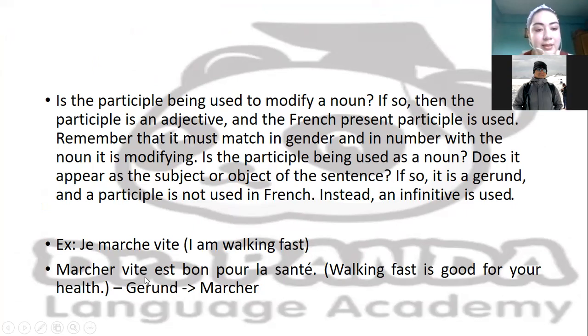Marcher. Vite. Est bon. Et bon. Pour la santé. Yeah, so as you can see, we have the gerund, which is marcher. Because marcher is, yes, the infinitive form.